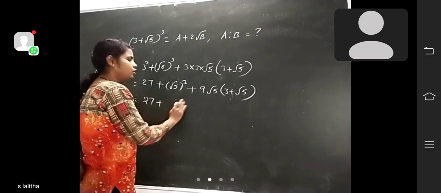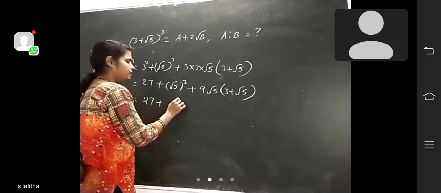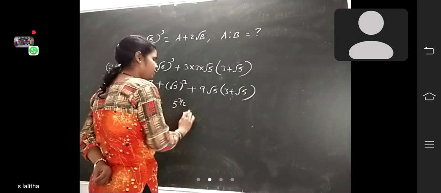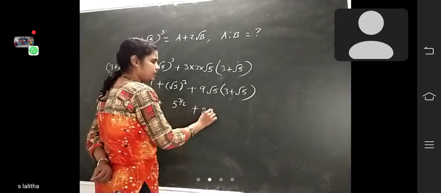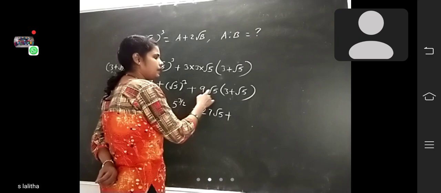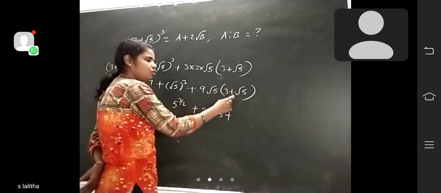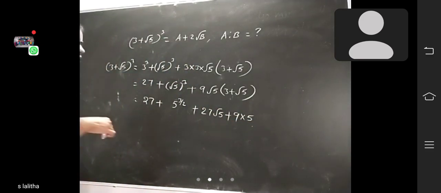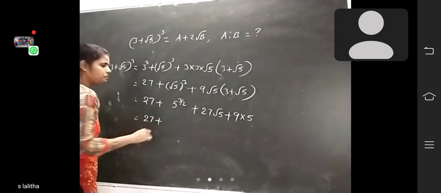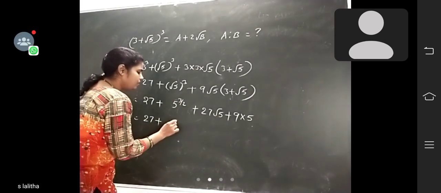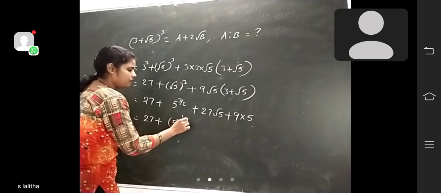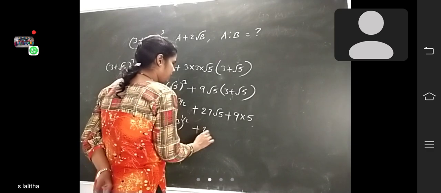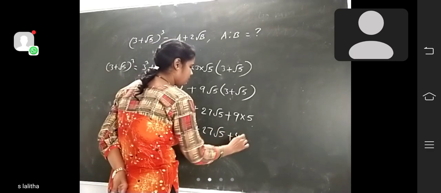So root 5 whole cube, how can you write? 5 to the power 3 by 2, you can write. So plus 9 3s is how much? 27 root 5 plus 9. 9 into 1 is 9, root 5 into root 5 is 5. That means root 5 whole square, the square root will be cancelled. So 27 plus this one, how can you write? (5 cube) whole power 1 by 2, plus 27 root 5. 9 5s how much? 45.